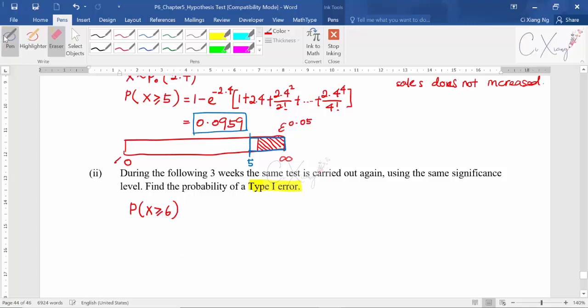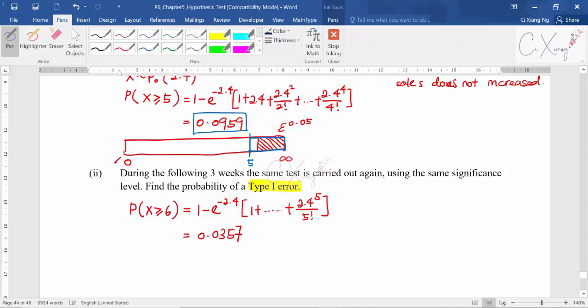The 6 from the previous graph here. So again, you try to find out the probability for x greater equals to 6, if you didn't do any careless mistake. I lazy already, so I put dot, dot, dot, and then 2.4 power 5 divided by 5 factorial. Then the answer that I get is 0.0357.